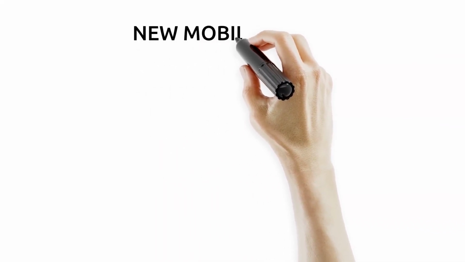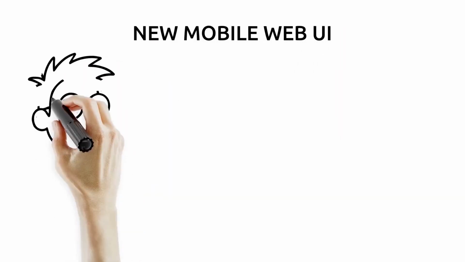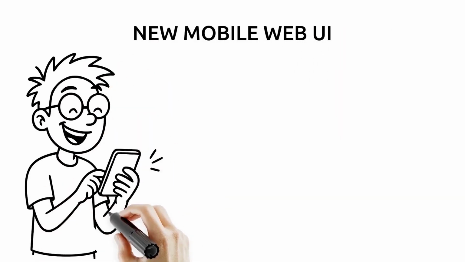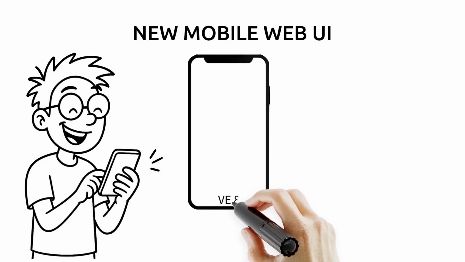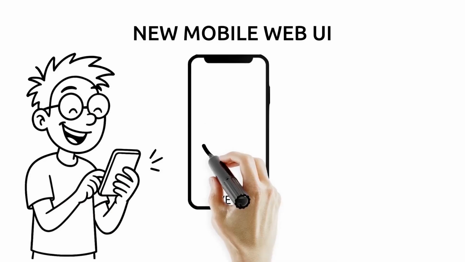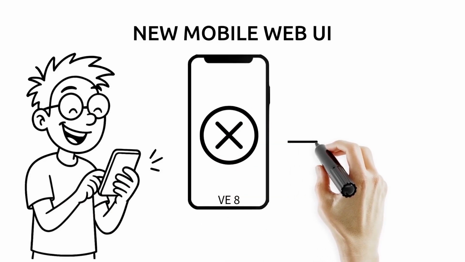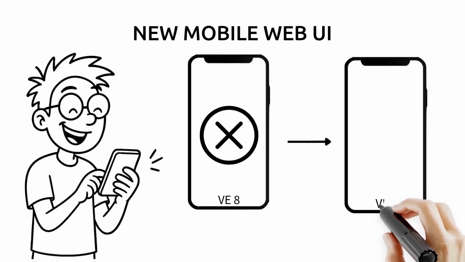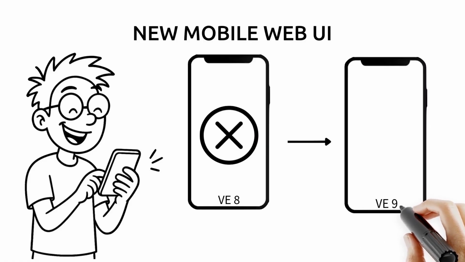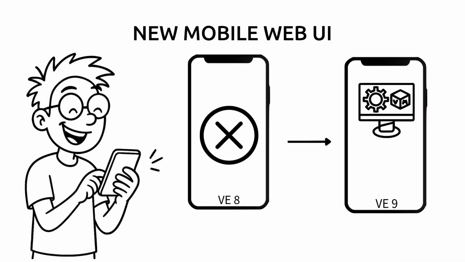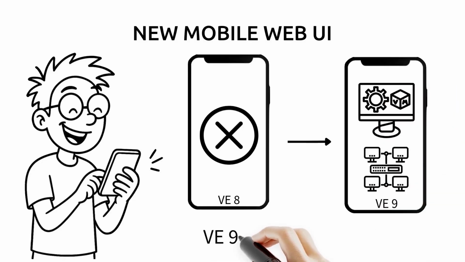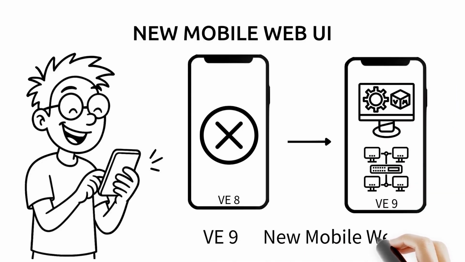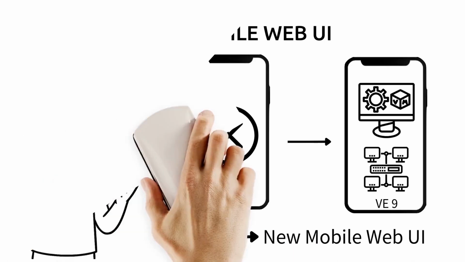Proxmox 9 doesn't just improve the backend, it also makes life easier for admins. A brand new mobile web interface is included, so you can manage your cluster right from your phone. That means whether you're starting or stopping VMs, checking storage, or keeping an eye on performance, you don't need a laptop anymore. With a mobile-friendly UI, cluster management is now literally in your pocket.